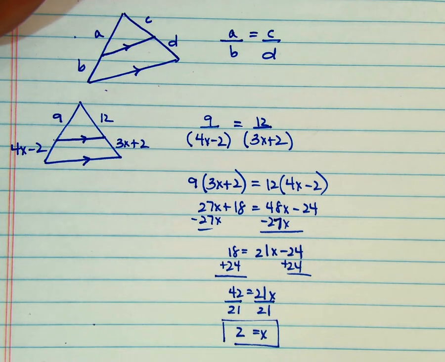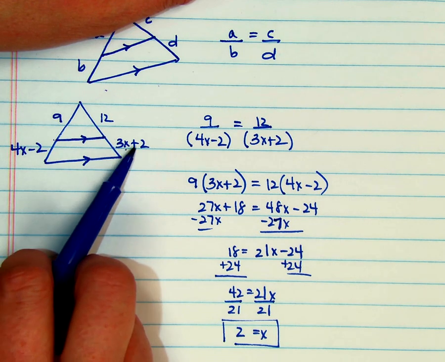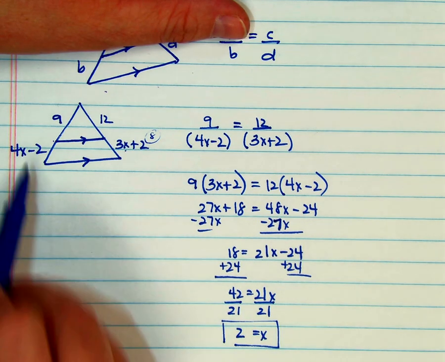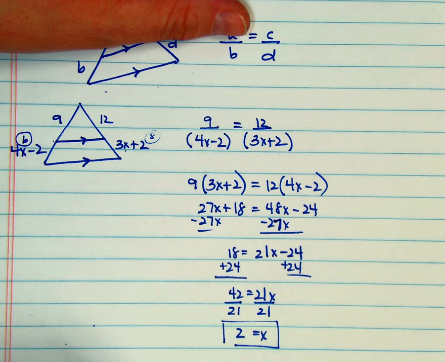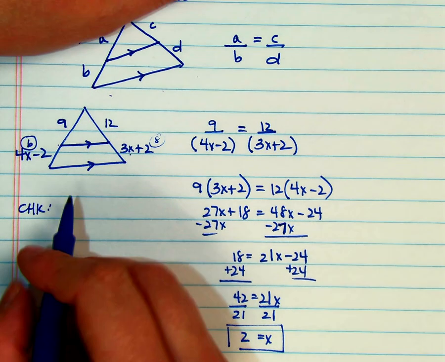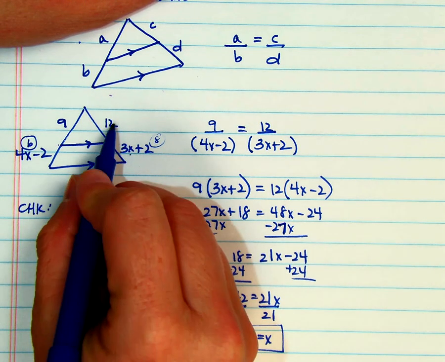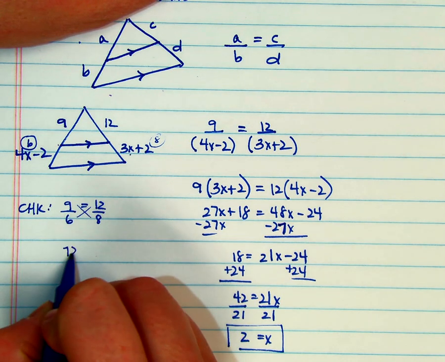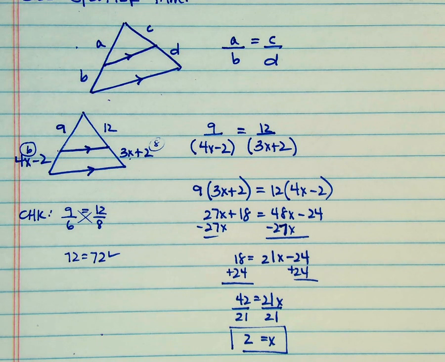So if I wanted to find the missing lengths, I could plug them in, put a 2 in here. 3 times 2 is 6. 6 plus 2 would make it 8. And if I plugged a 2 in here, that would be 8 minus 2, which would be 6. A way to check this is to see if your ratios are in fact a proportion. So 9 over 6 should equal 12 over 8. And if you do the means and extremes, you do get 72 equals 72. So it checks. Okay, so that's one scenario.